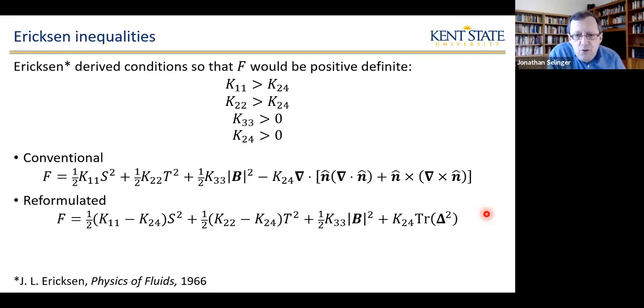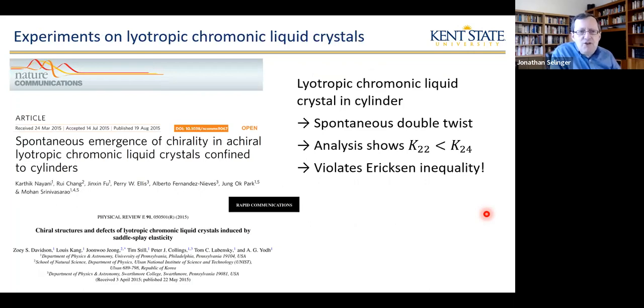All right, so this is great for most liquid crystals, but there's a problem when it comes to lyotropic chromonic liquid crystals. There have been experiments by the groups at Georgia Tech and the University of Pennsylvania, which put lyotropic chromonic liquid crystals into a cylindrical capillary. So the director field could be uniform, but it isn't. Instead, the equilibrium director field has some spontaneous double twist going from the center to the edge of the cylinder.